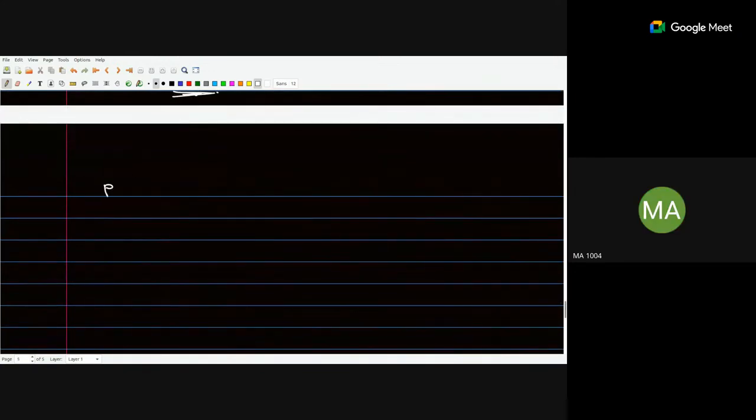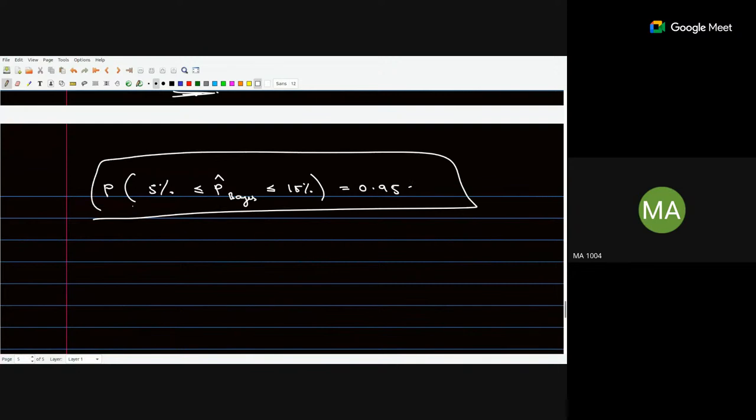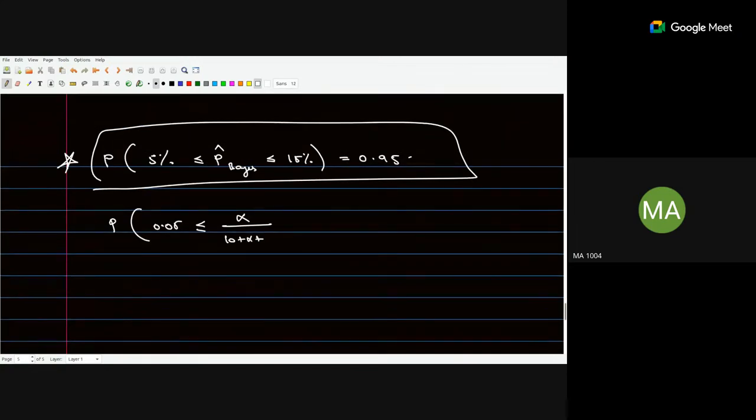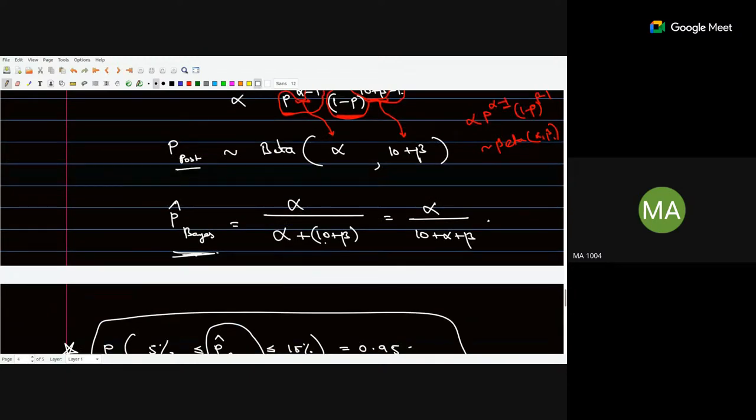So we know that the probability that 5% is less than or equal to P hat Bayes, less than or equal to 15%, is 0.95. So this is the extra information given to us. And from this, I know that the probability that 0.05 is less than or equal to alpha by alpha plus beta, less than or equal to 0.15, is equal to 0.95. So this is a beta distribution. P hat Bayes follows beta, right? That's what we know. P hat posterior or P hat Bayes, both are the same. P hat Bayes is the fraction.